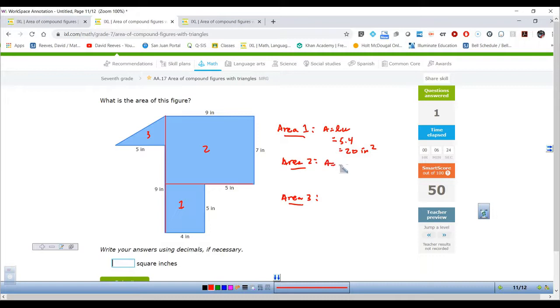So the area, again, is length times width. It's going to be 9 times 7. I hope you know your 9s and your 7s. You get 63 inches squared. All right, and finally the triangle. The area of a triangle is 1/2 base times height. All right, so remember base and height are always perpendicular. So my base is going to be 5.